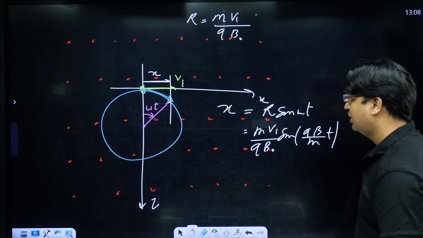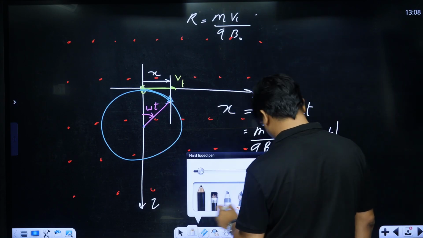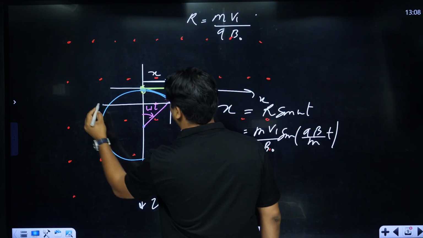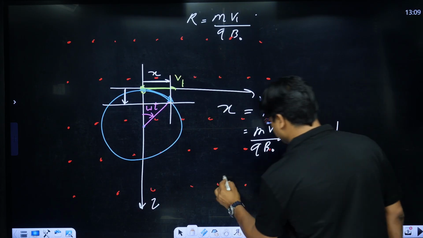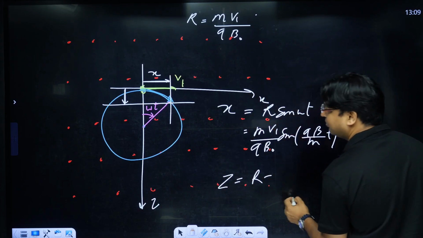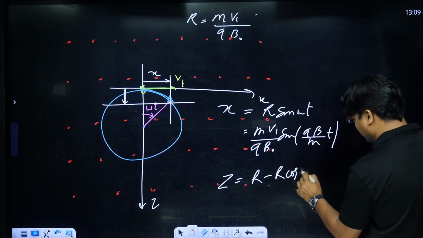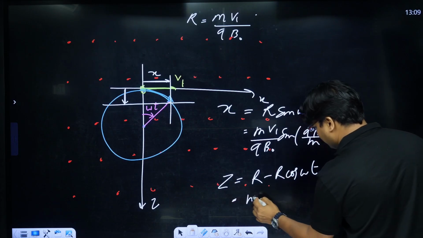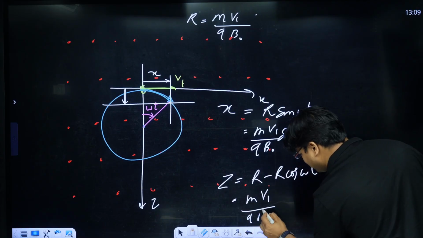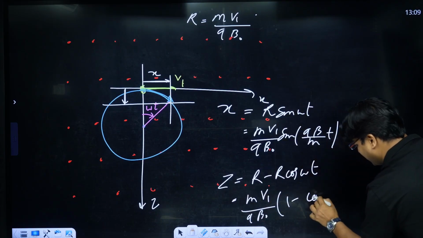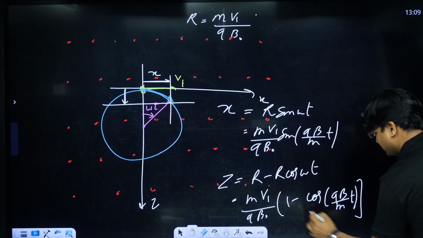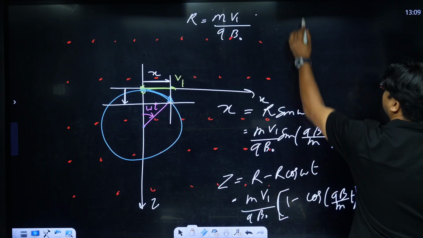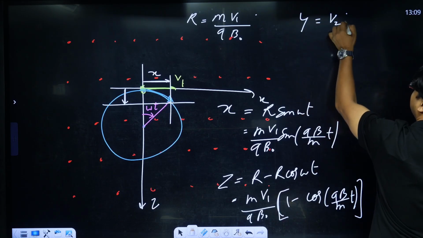This is the x coordinate. Now what about the z coordinate? So this is the z coordinate, and it's on the positive side. So the z coordinate would be r minus r cos omega t. So it will become m v1 by qB naught into 1 minus cos of qB by m into t. This is the z coordinate. And what about the y coordinate? The y coordinate would simply be v2 into t.